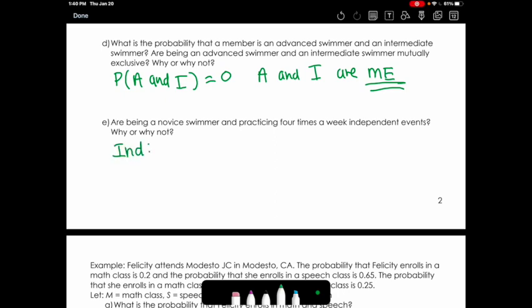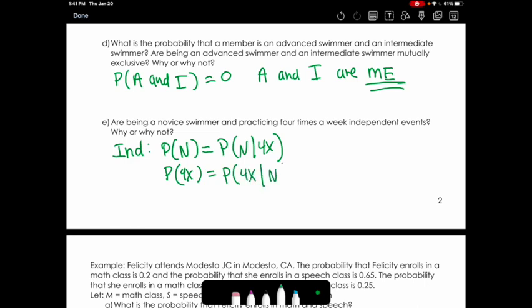Remember, in order for 2 events to be independent, that means the probability of one event doesn't affect the probability of the second event happening. So we would say that the probability of being a novice swimmer would have to be equal to the probability of being a novice swimmer given practicing 4 times a week. Those would have to be the same if they were independent, or the other way around, where the probability of practicing 4 times a week would have to be the same as practicing 4 times a week given that you're a novice swimmer.